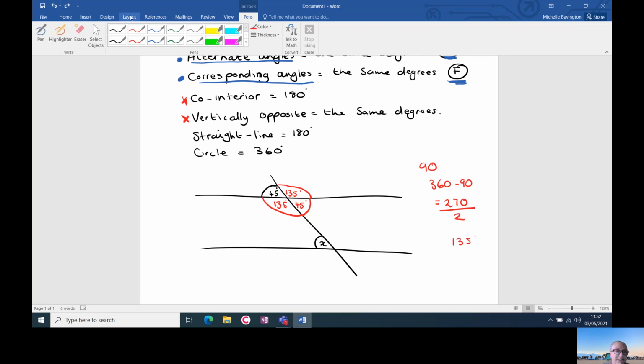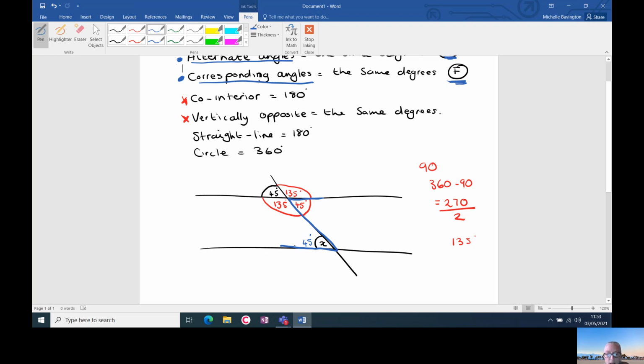Or I could have used the Z. 45 in the Z. What's Z again? Is it alternate or corresponding? Alternate or corresponding, the Z. Can't be corresponding because you correspond to a friend, so that's F. We've used a Z, so it must be alternate. Alternate angle.